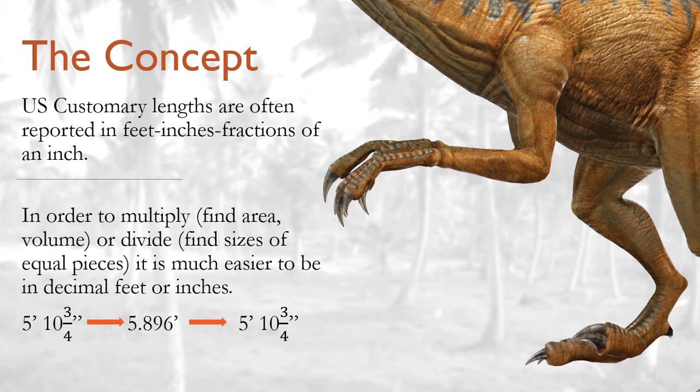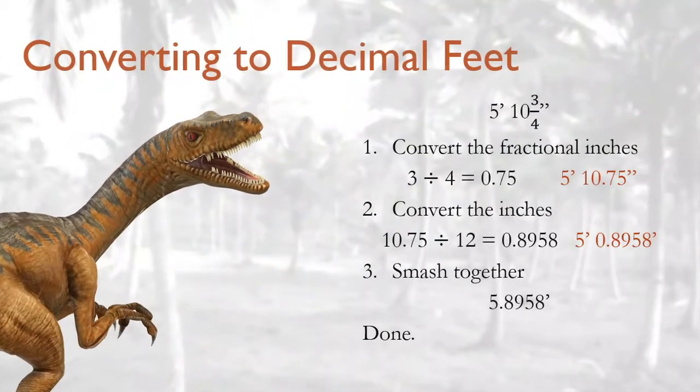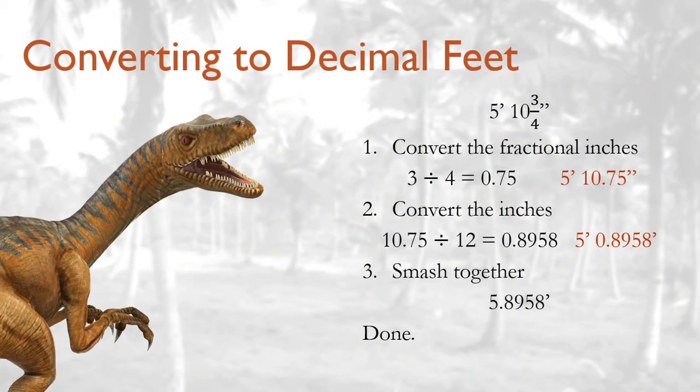And often we see these reported, like I said, with feet, inches, fractions of an inch. We need to be able to change that into decimal feet or decimal inches, depending what I'm asking. And we also need to be able to go the other way and come back just in case. I've included a flow chart for this on Brightspace if you want to use it to get used to it, but it's the same thing every time.